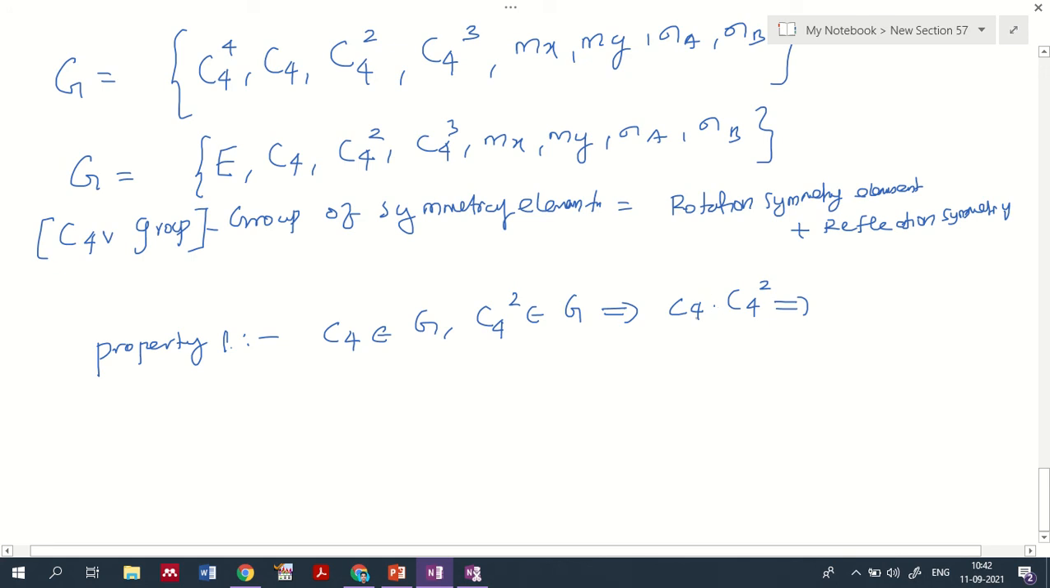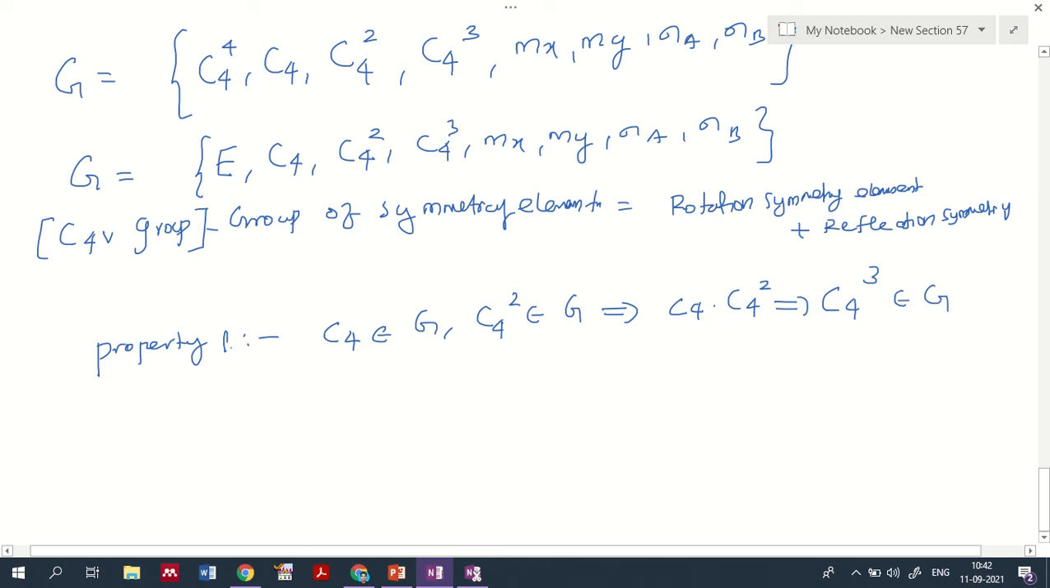Whenever you have a representation like that, you have to first execute the last one, that is C4 square. First you execute this operation, then you do the C4 operation. That is, first you rotate by 180 degrees, then you rotate 90 degrees. In total, you are rotating by 270 degrees, a clockwise rotation. So we can say that C4 cubed is also an element of group G.